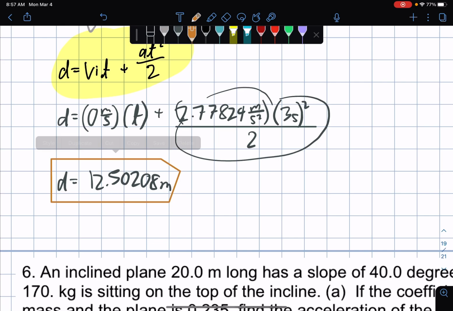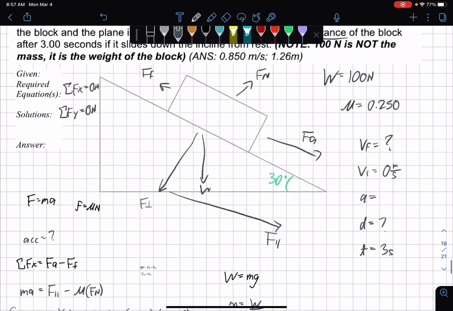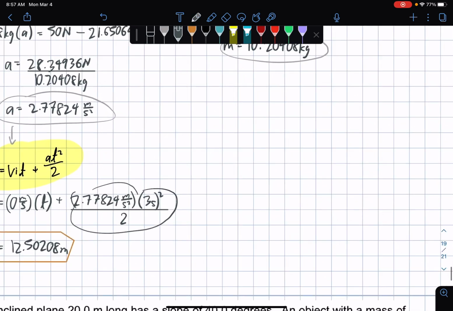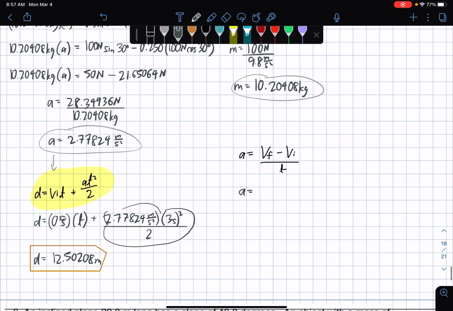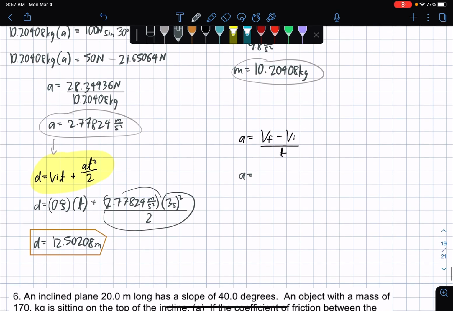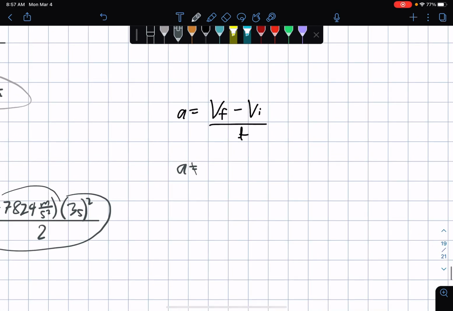So, we found one of the missing values. Now we have to look for VF. Looking for VF this time is easy. We can use this formula. Acceleration is equal to VF minus VI over T. So we'll just have to transpose. We have something like this. AT plus VI is equal to VF.